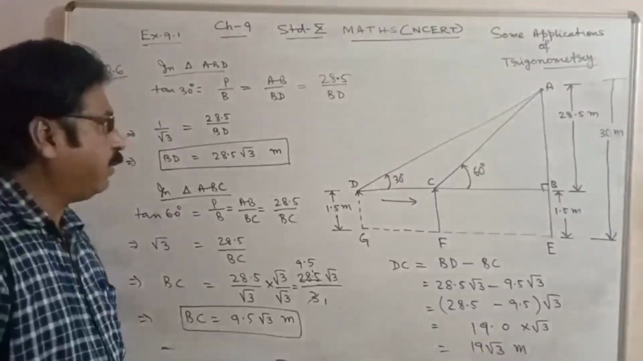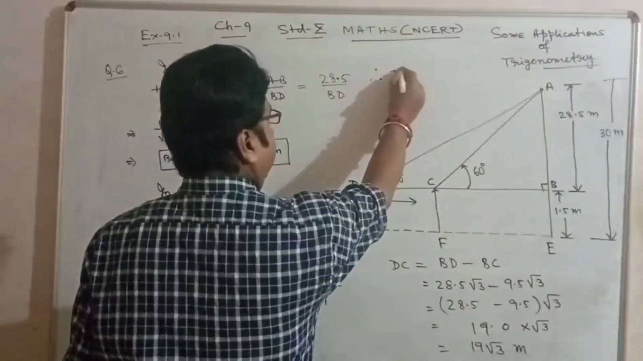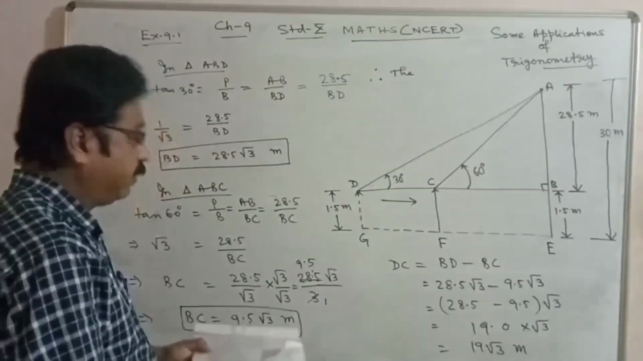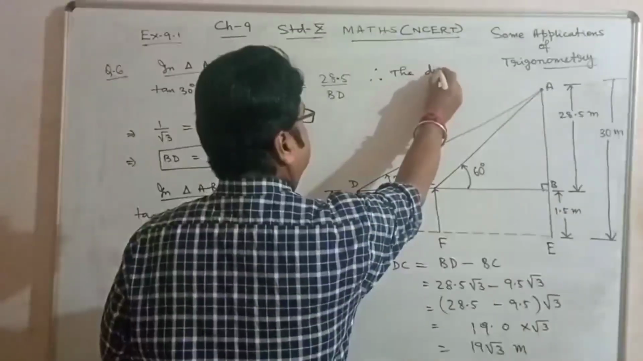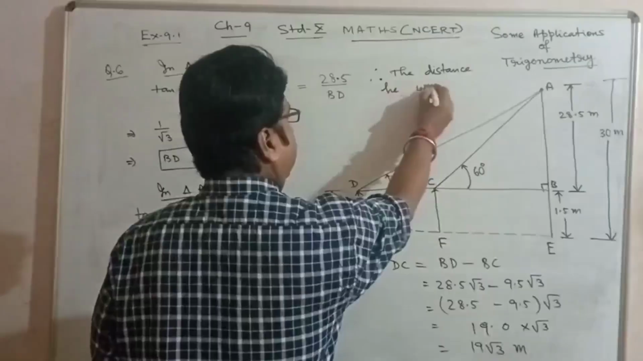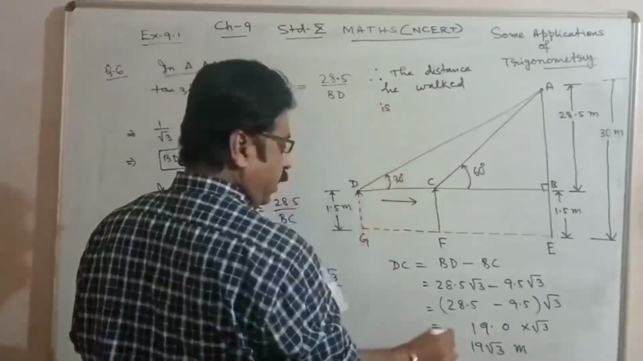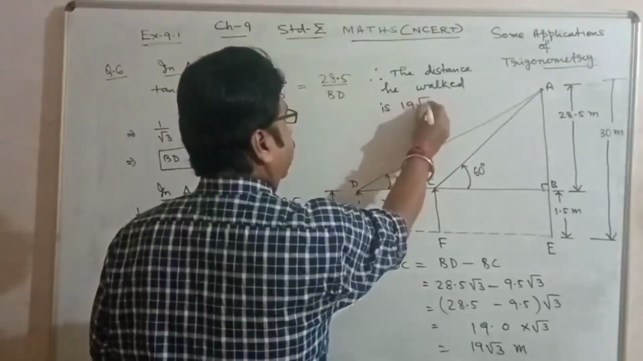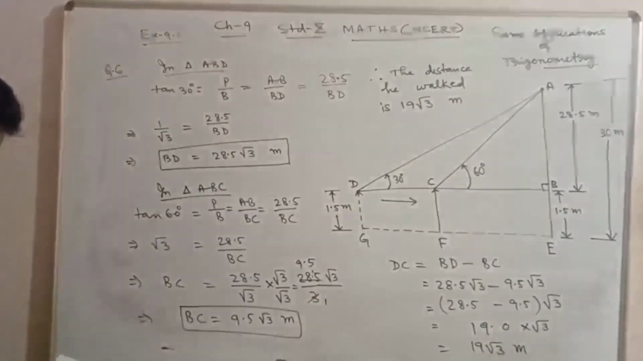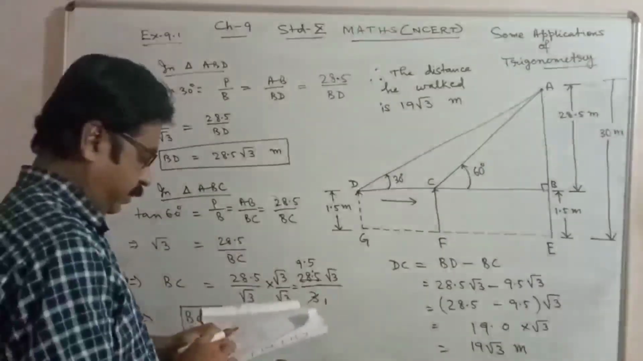Finally, you can write the answer in words. Therefore, the distance he walked is 19 root 3 meter towards the building.